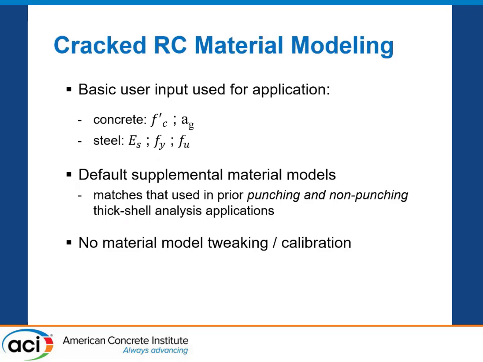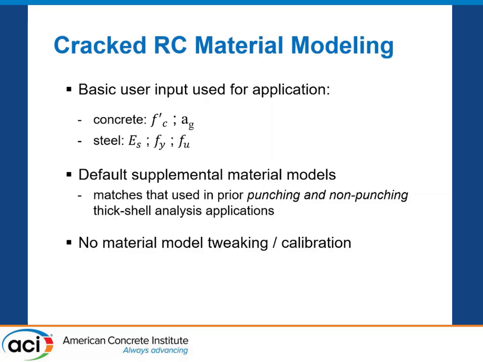In terms of what we did on the user side, we didn't do a lot. We specified very basic input properties, material properties. For concrete, the two properties we specified were f'c and the aggregate size. Everything else we assume based on typical assumptions. And for steel, we specified stiffness, yield strength, and ultimate strength. In cases where we had test data actually showing what the stress-strain response of the steel was, we would utilize that.